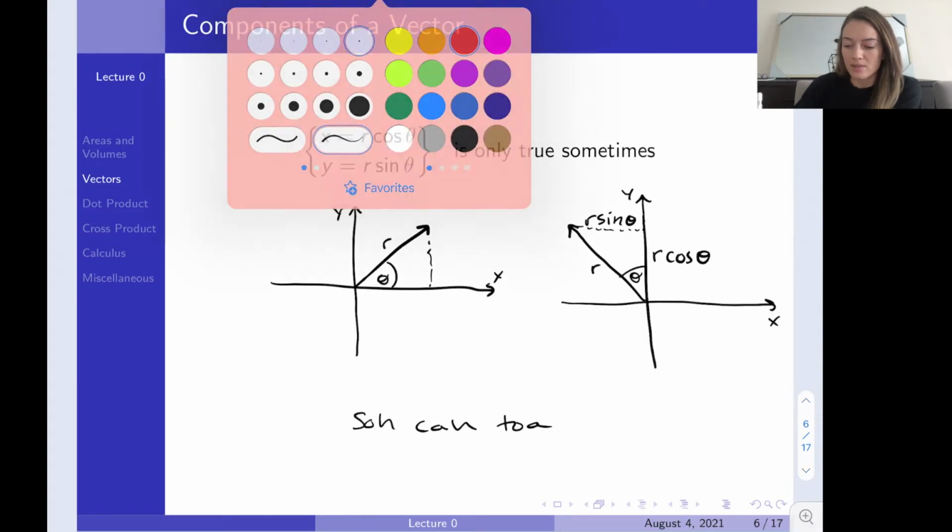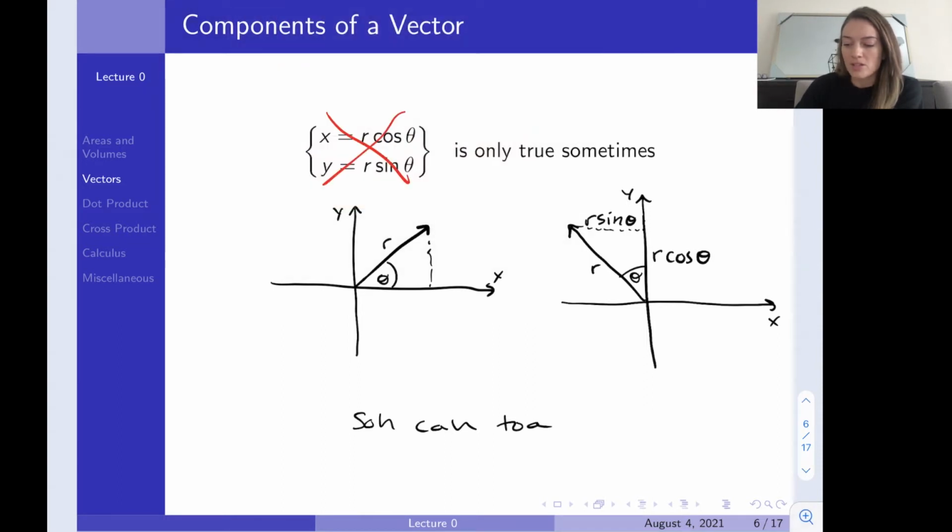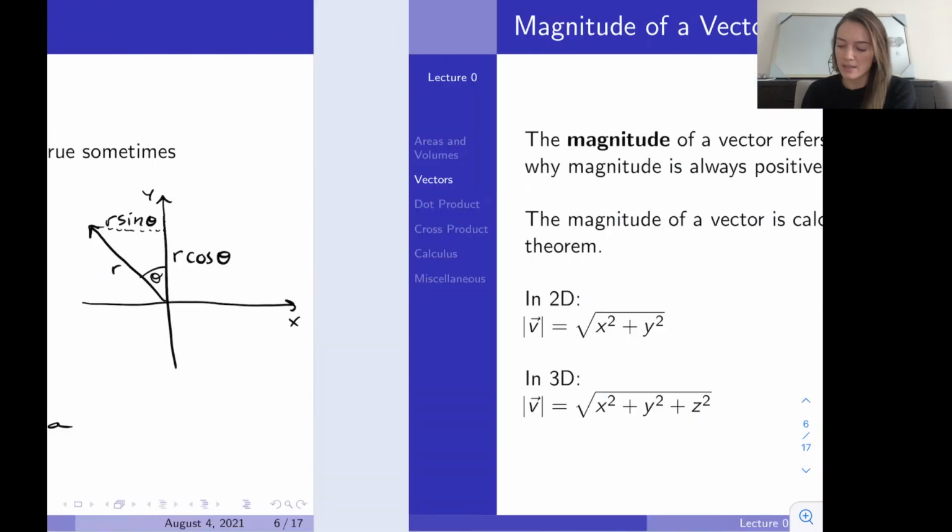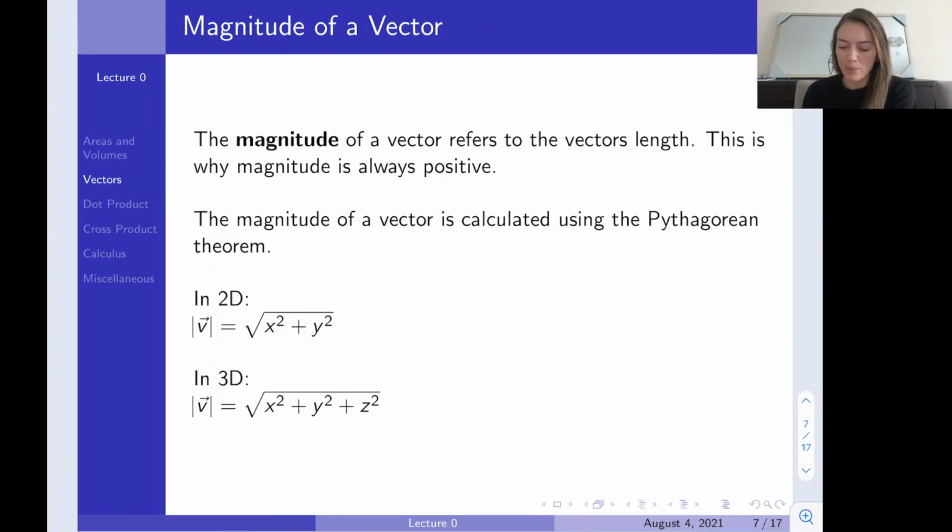So don't ever think about this again, and just think about SOHCAHTOA. So just think in terms of opposite and adjacent sides. Your adjacent side to your angle always gets the cosine. Your opposite side to your angle always gets the sine. Because this trips a lot of people up. This isn't true all the time. It depends on how your triangle is oriented. So just think in terms of SOHCAHTOA, and that way you won't make a mistake. Okay, so that's some basics about components.